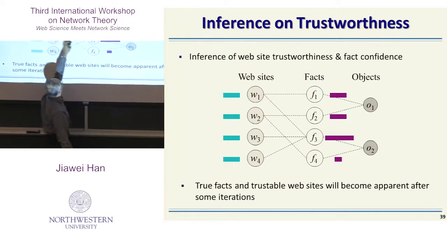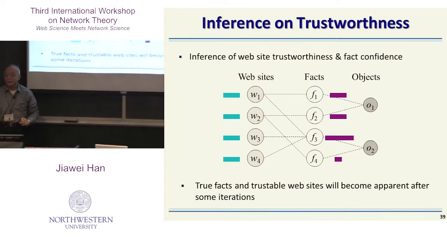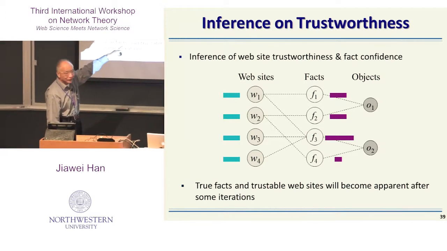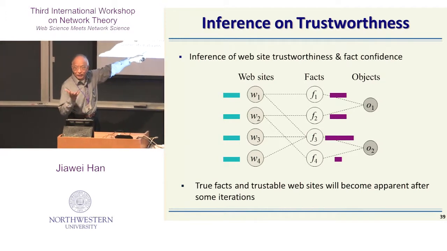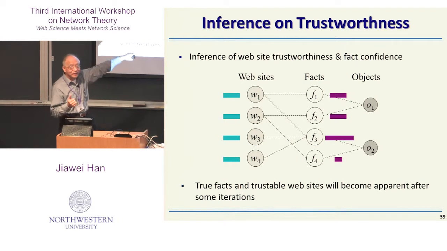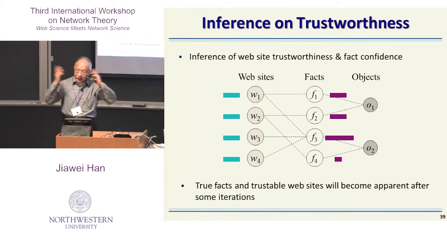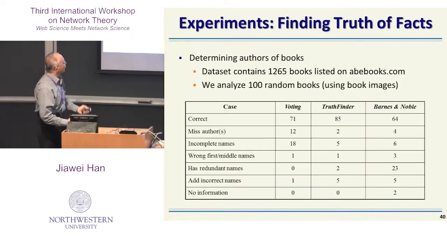Based on this, W1 gets some credit. W1 predicted F1, but W2 predicted F2, so W2 already got a penalty. Then you can say, likely F1 could be more trustable. With a large network and many, many assertions, you actually can do really well.